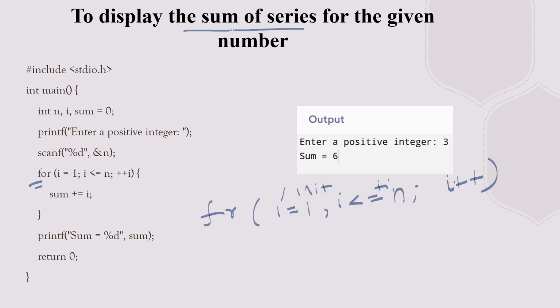So here for example, the value of n is taken as 3. So what has to happen? 1 plus 2 plus 3. So addition of 3 numbers, right? So initially it is starting from 1. So the first number will be 1, then it will take the value 2, and then it will take the value 3, and it will do the summation of 1 plus 2 plus 3, and you will get the output as 6.